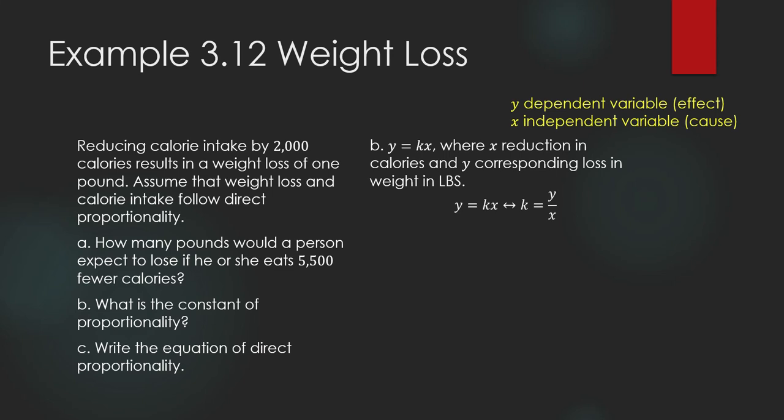Y is equal to k times x, which means that k is equal to y over x. So you just plug in the values. 1 pound divided by 2,000 calories is equal to 0.0005. Some teachers might insist that you write the unit of measurement. So writing this as an equation, y, which is weight loss, is equal to 0.0005 times x.